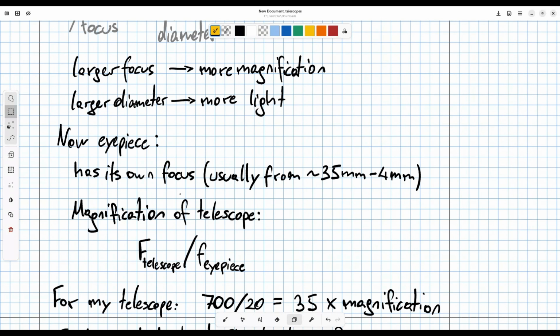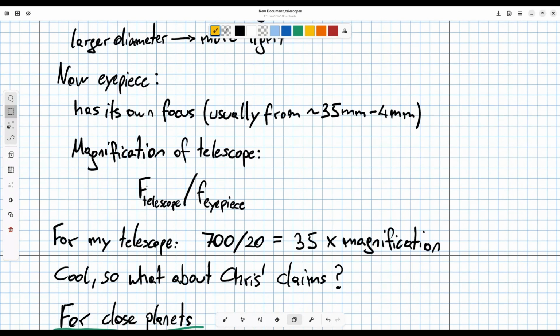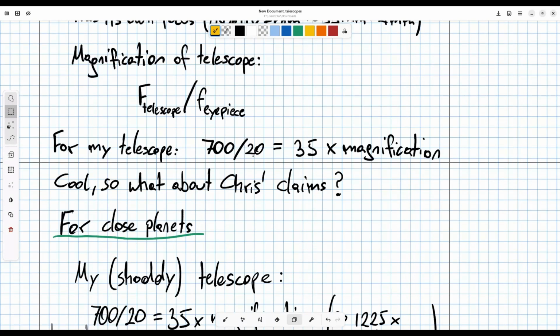The magnification that you reach on a telescope is the focus length of the telescope divided by the focus length of the eyepiece. So for my telescope, with one of the typical eyepieces that I use, I reach about 35 times magnification. That's a rough ballpark number there.